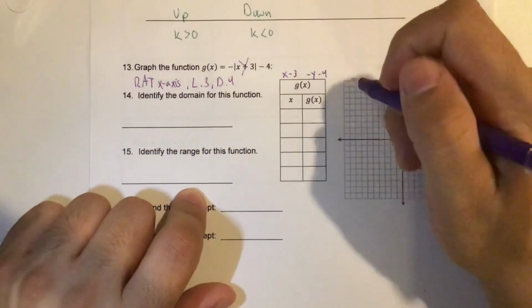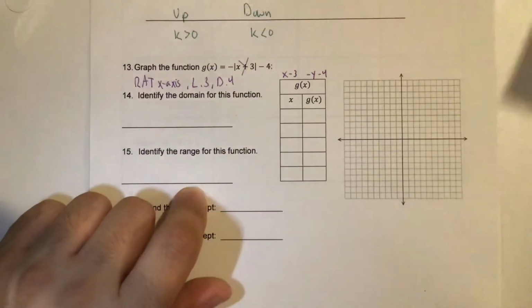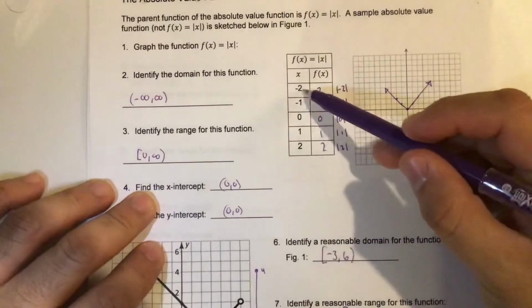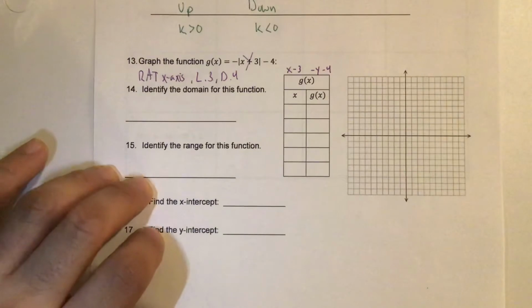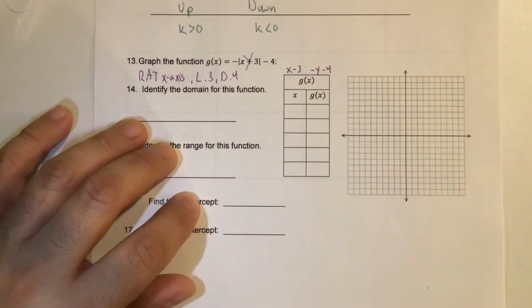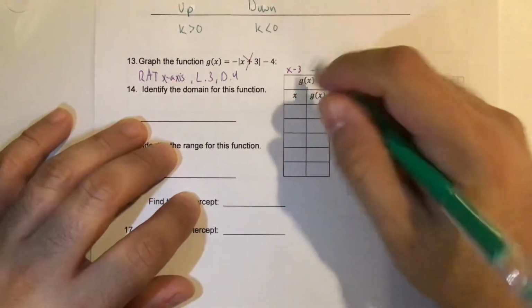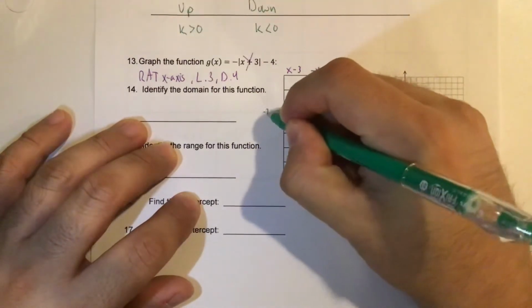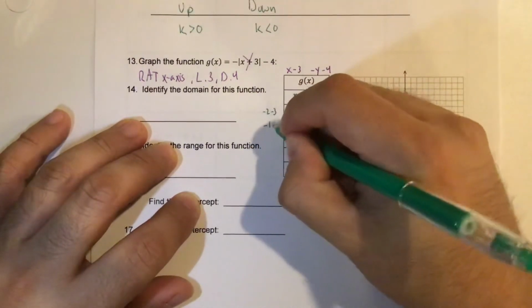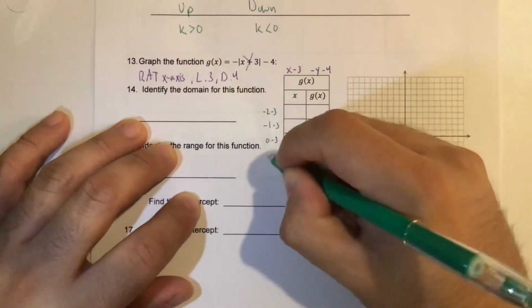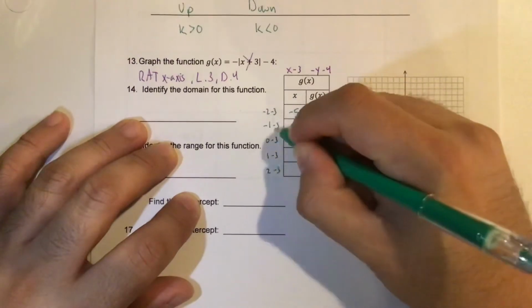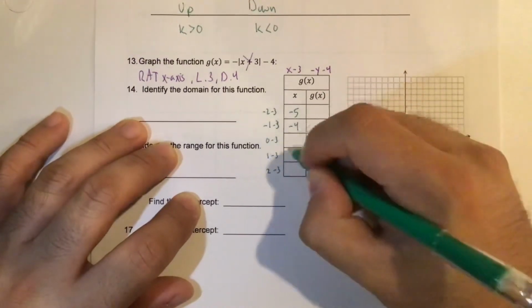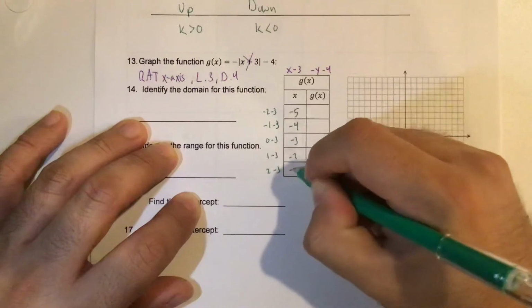Okay, and the points that we're going to be manipulating are going to be that original parent function table, which is right here at negative 2, negative 1, 0, 1, 2, and 2, 1, 0, 1, and 2. So for the first one, this is going to be negative 2 minus 3, negative 1 minus 3, 0 minus 3, 1 minus 3, and 2 minus 3. So this would be negative 5. Negative 1 minus 3 is negative 4. Negative 3, negative 2, and negative 1.